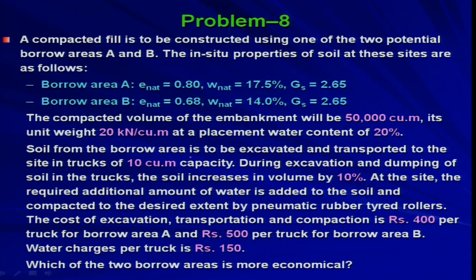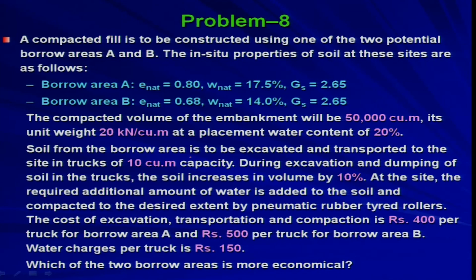At the site, the required additional amount of water is added to the soil and compacted to the desired extent by pneumatic rubber tired rollers. The cost of excavation, transportation and compaction is rupees 400 per truck for borrow area A and rupees 500 per truck for borrow area B. Water charges per truck is rupees 150. Which of the two borrow areas is more economical?